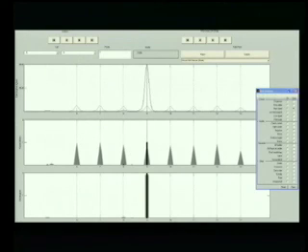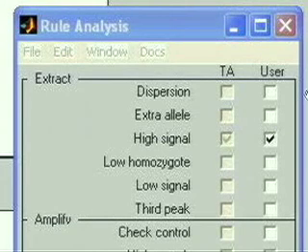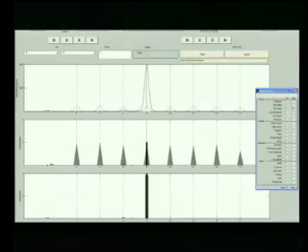Here's the same sample in True Allele System 2. You can immediately see that the correct allele call has been made, but a rule has fired and brought this particular locus to your attention, and the rule that is fired is high signal. The high signal rule in True Allele System 2 is a laboratory-defined threshold.